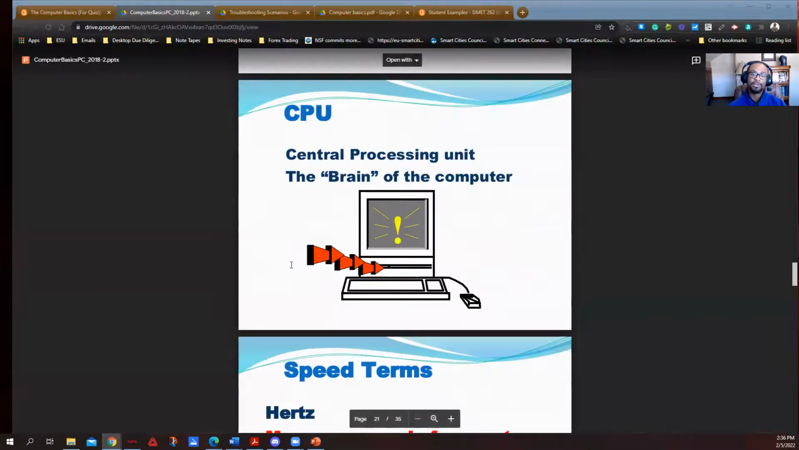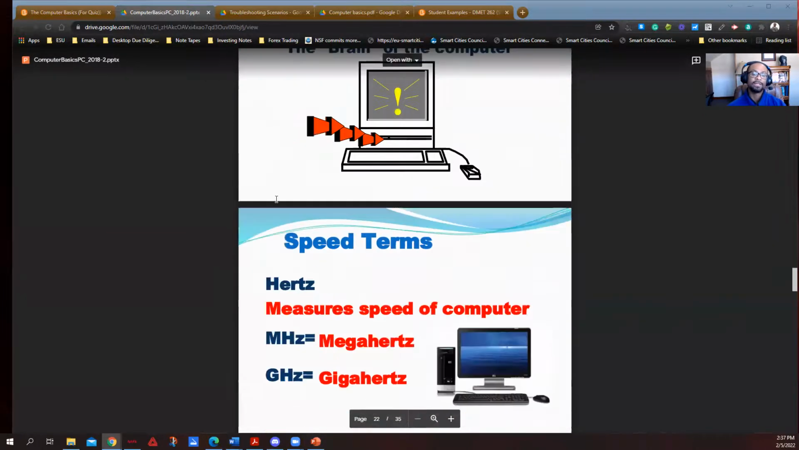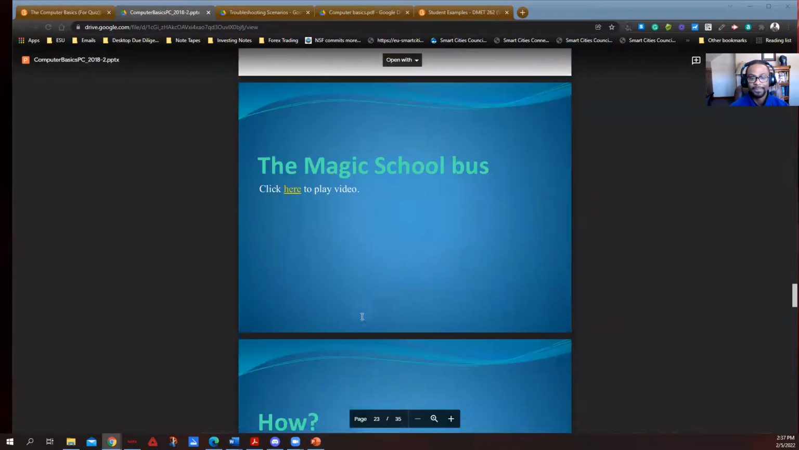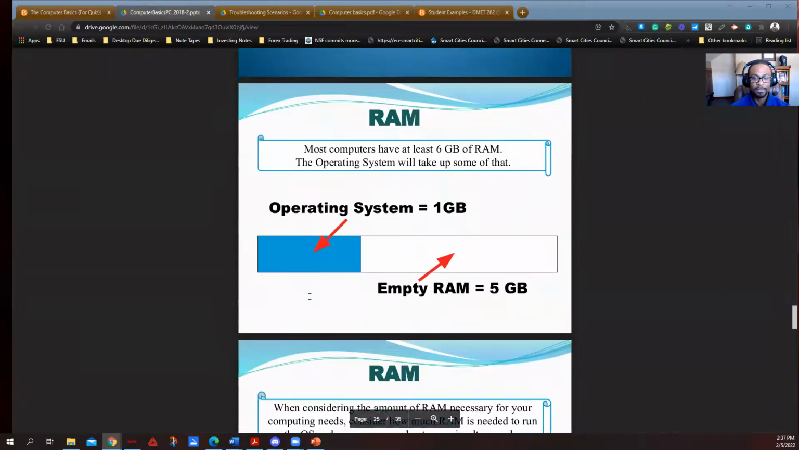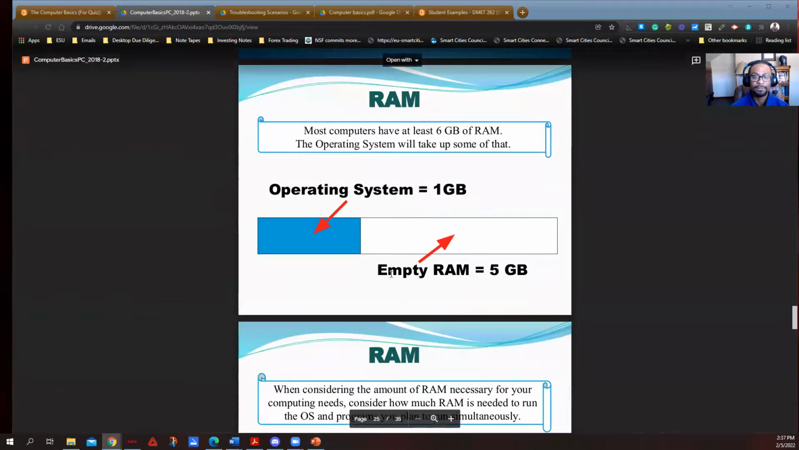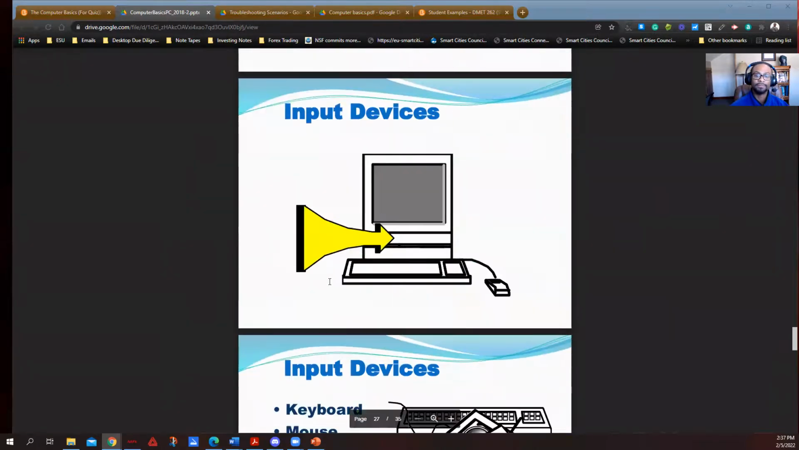CPU, central processing unit, is the brain. Speed is hertz. The magic bus, you can check that out. How would you look at this computer and determine its processing speed? Go figure that out. You guys can figure that out.